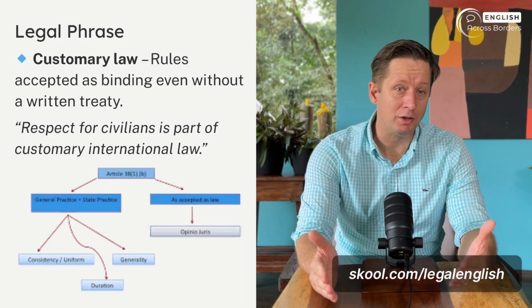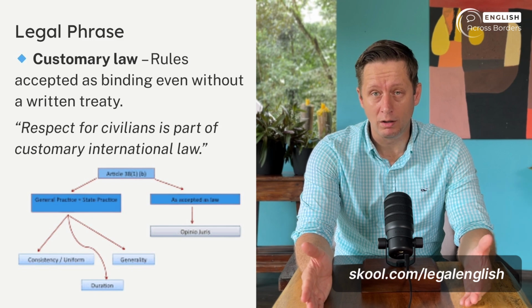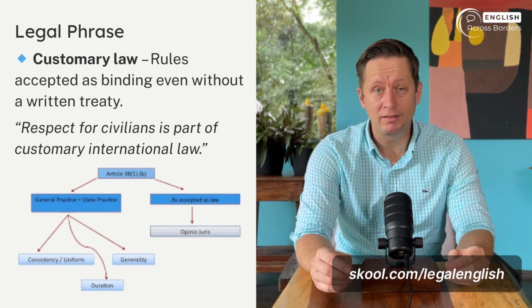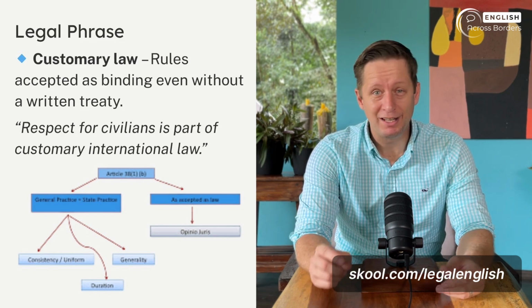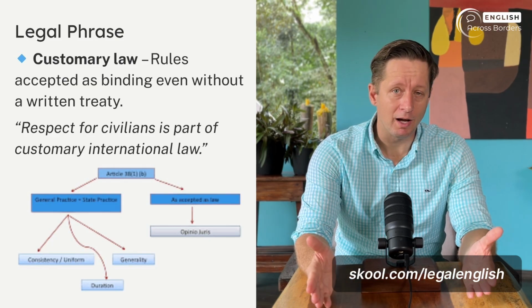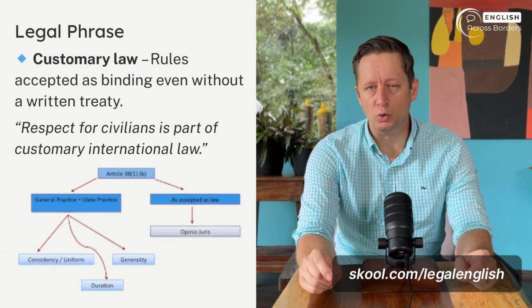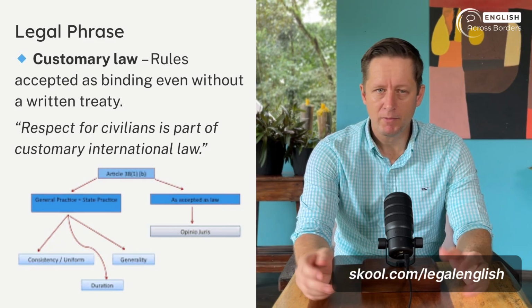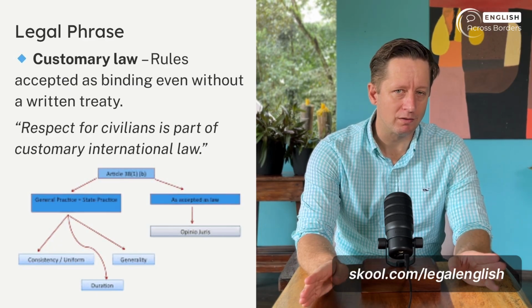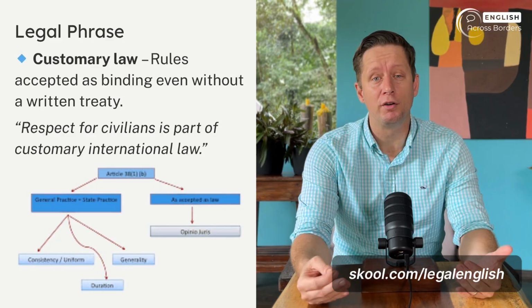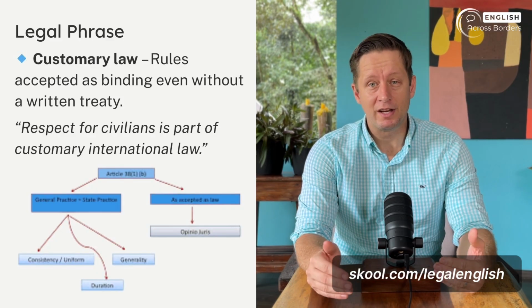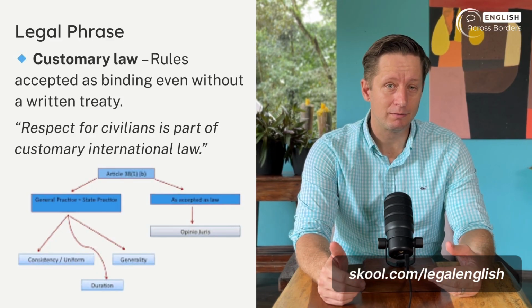Even before a treaty banned the use of poison in war, many states had already stopped using it and agreed it was unacceptable. Over time, that widespread behavior and belief created a rule of customary law. Customary law is important because it applies to all states, even those that have not signed certain treaties.